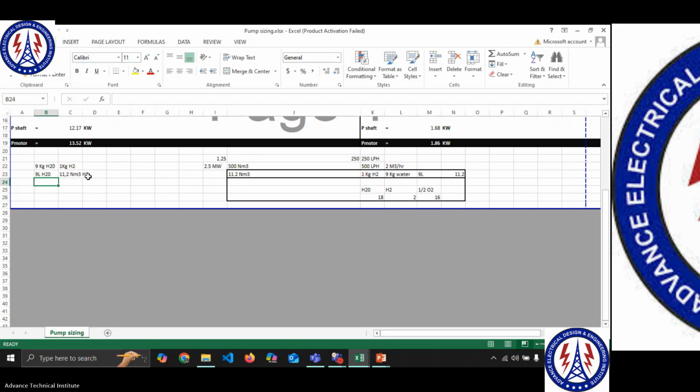So this means that approximately 1 liter of water is needed for every nm cube. 1 liter of water for 1 nm cube is approximately, not exactly, equal. Theoretically it is 0.8, but practically this is 1:1. So if I'm generating 1 nm cube of hydrogen, 1 liter of water will be consumed. Clear?